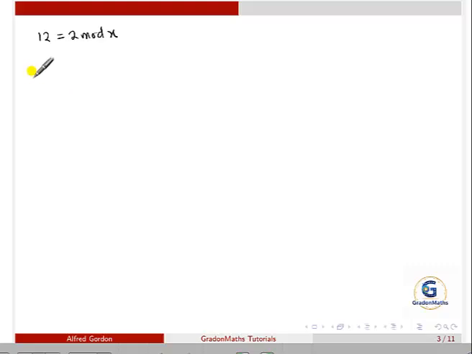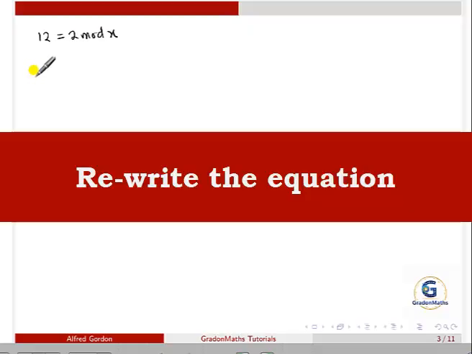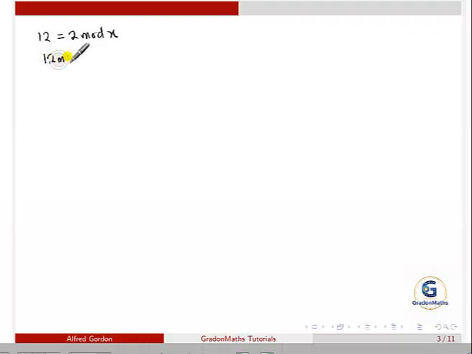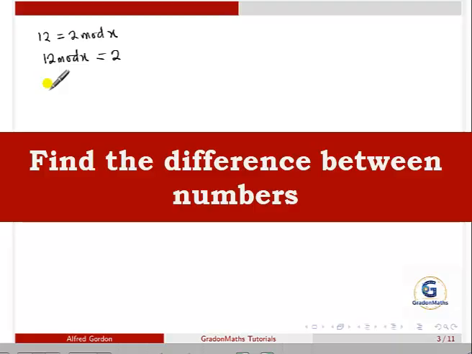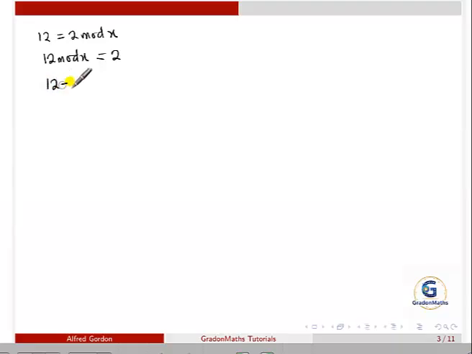The first step is to rewrite this equation in the form 12 mod x should be equal to 2. Then we will find the difference between the numbers that we have there. So we have 12 minus 2 to give us a difference of 10.